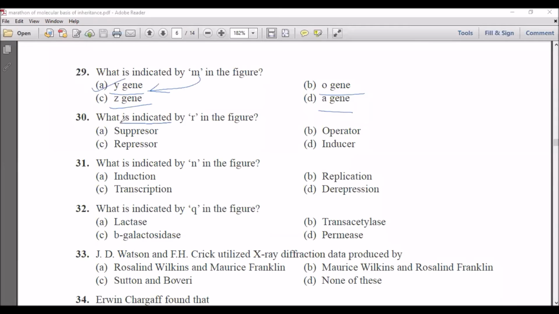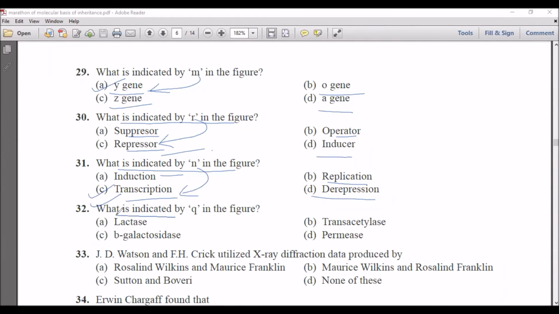Next question is, what is indicated by R in the figure? Suppressor, operator, repressor, and inducer. We know that this R represents the repressor in the figure, which represses the expression of a particular protein. Next question is, what is indicated by N in the figure? Induction, replication, transcription, repression. This N indicates the process that is transcription.